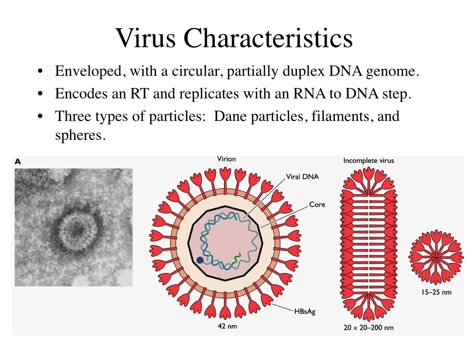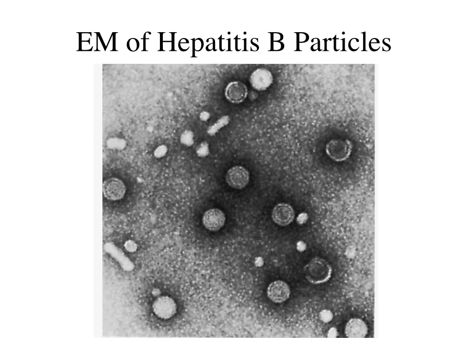The genome of HBV is partially double-stranded circular DNA. The viral polymerase is covalently attached to the 5' end of the minus strand. So when you look at this, it's only the minus strand that's complete. The positive strand is incomplete. And here you can see an EM of what the Dane particles and filaments and spheres look like. And you can see that filaments and spheres occur in abundance in positive serum.